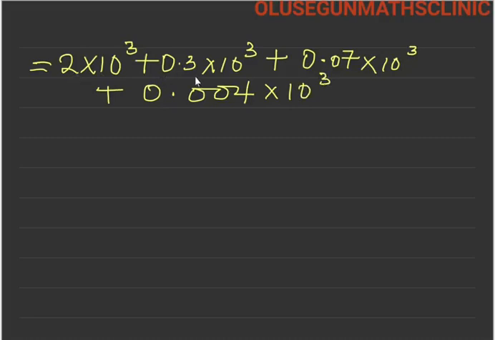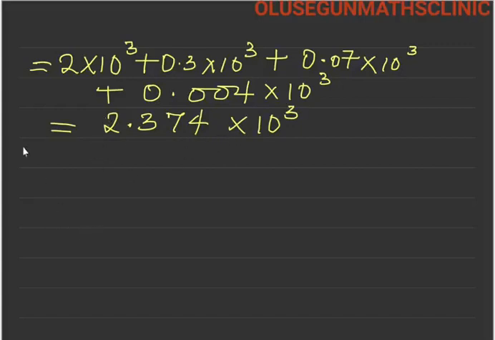That's 2.374. So the final answer we get is 2.374 times 10 to the power 3. So that is how the index form looks like.